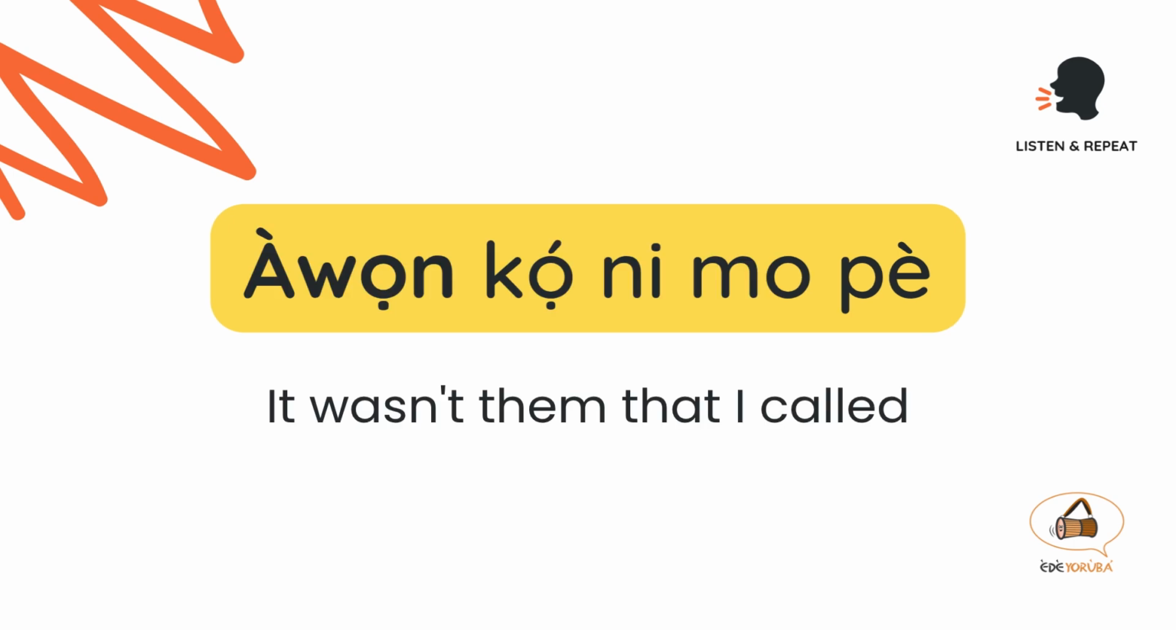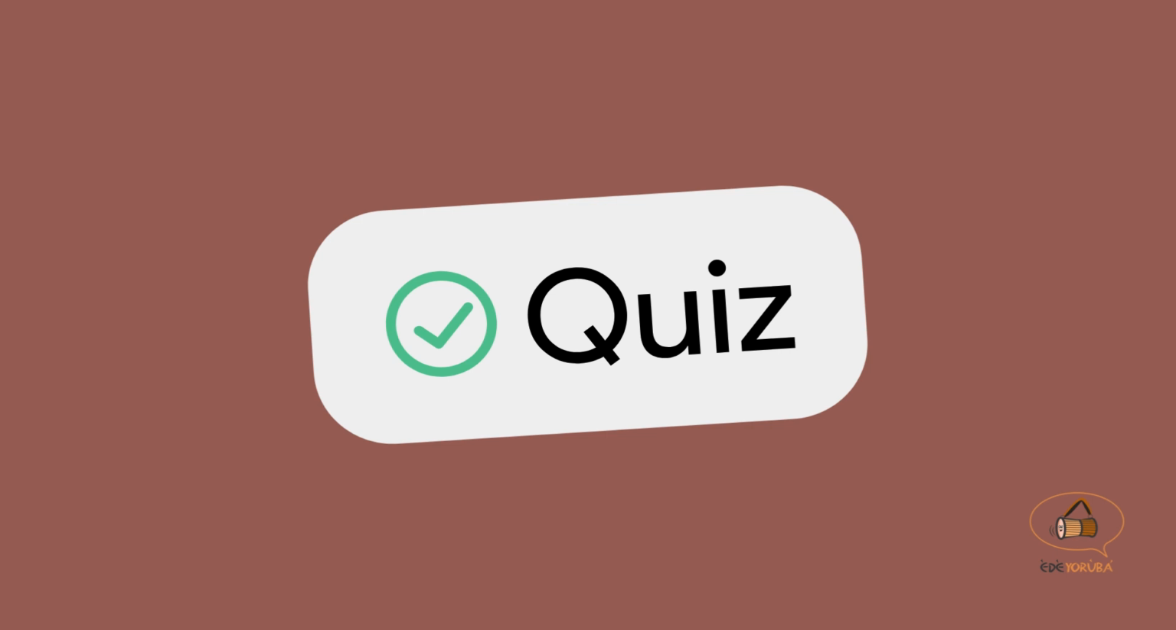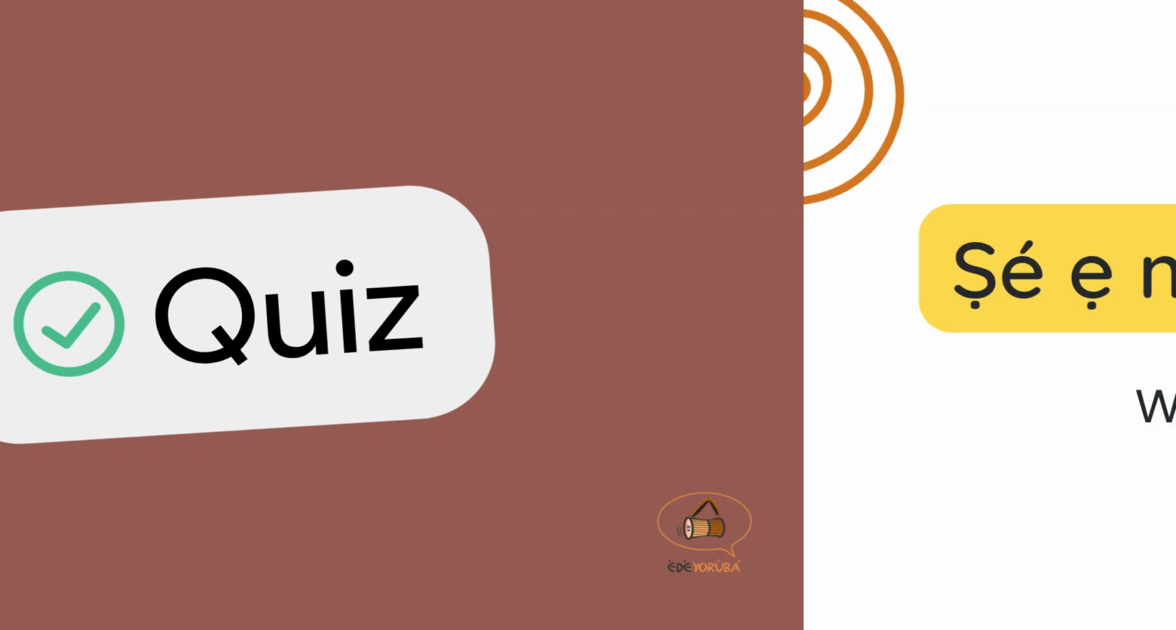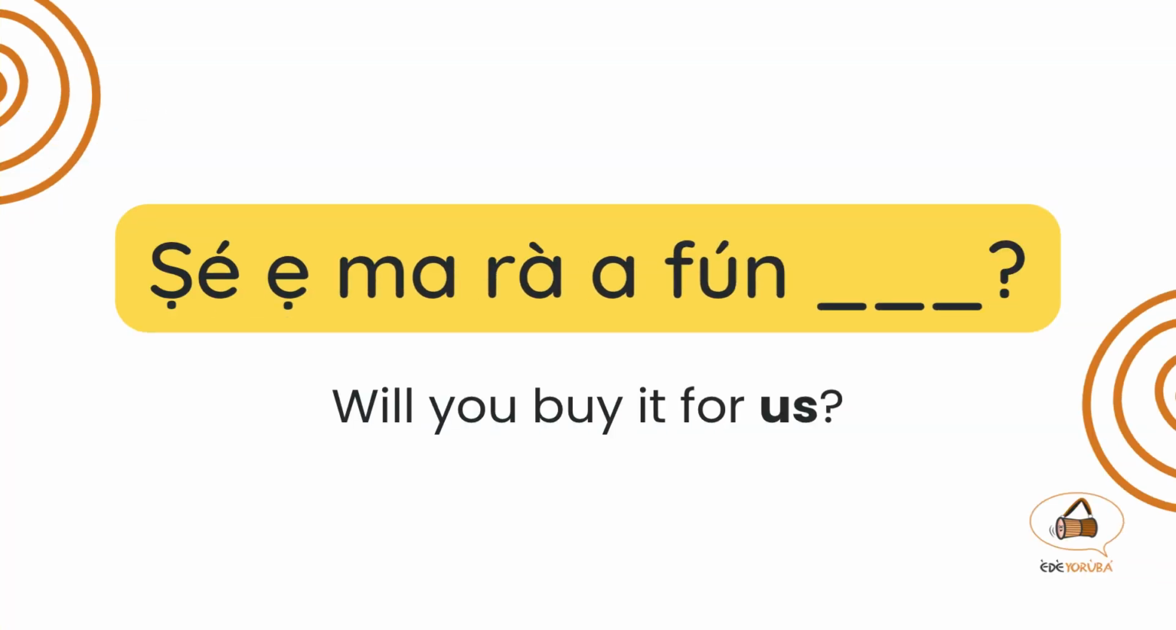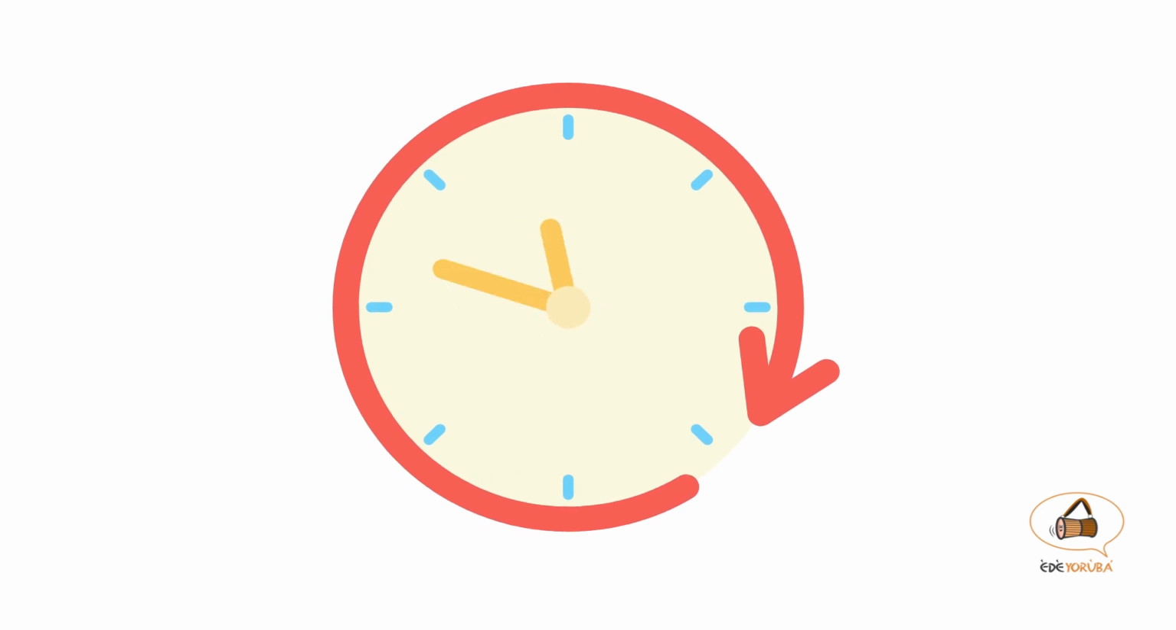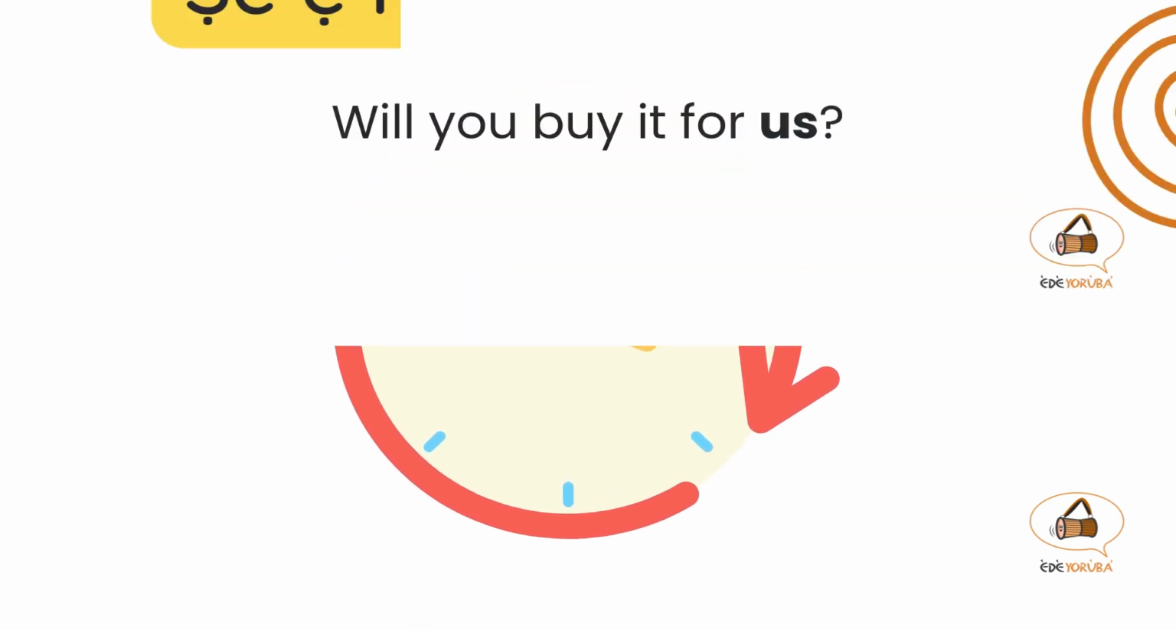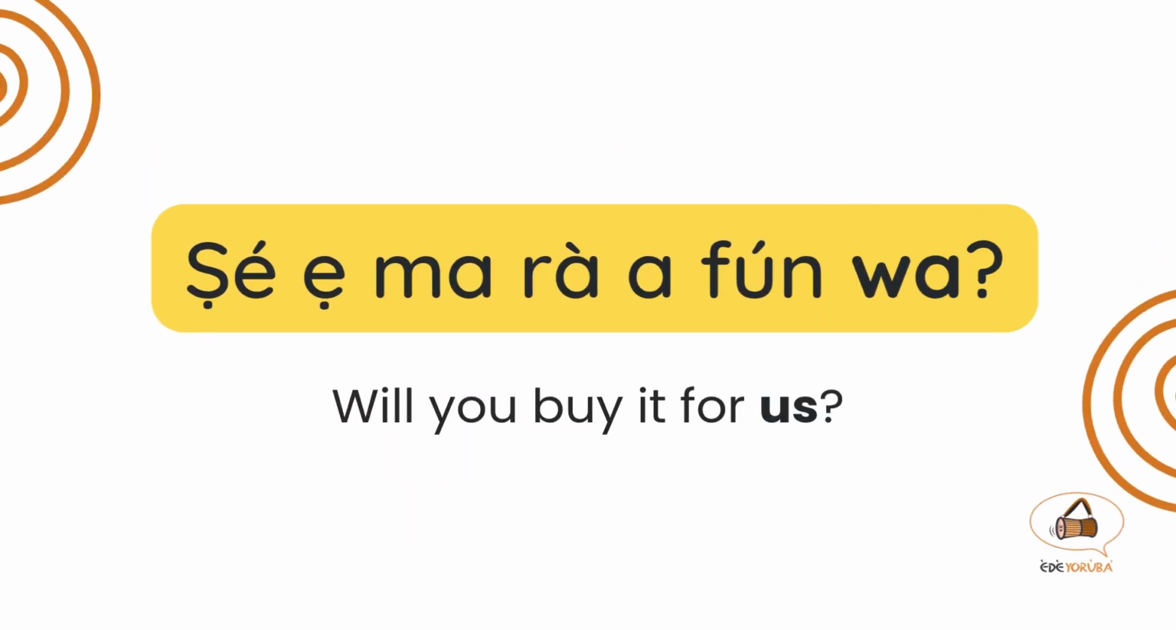Let's test your knowledge with a very short quiz. You see the sentence and you have 3 seconds to think about which personal pronoun fills in the gap. Let's go. Will you buy it for us? Ṣé ẹ máa rà fún dash. Ṣé ẹ máa rà fún wa? Will you buy it for us?